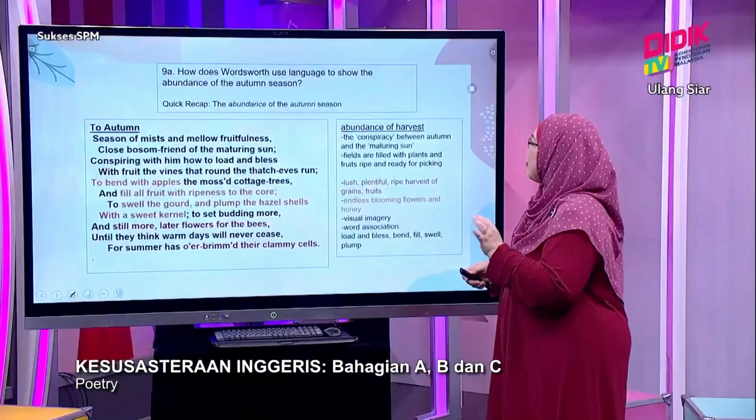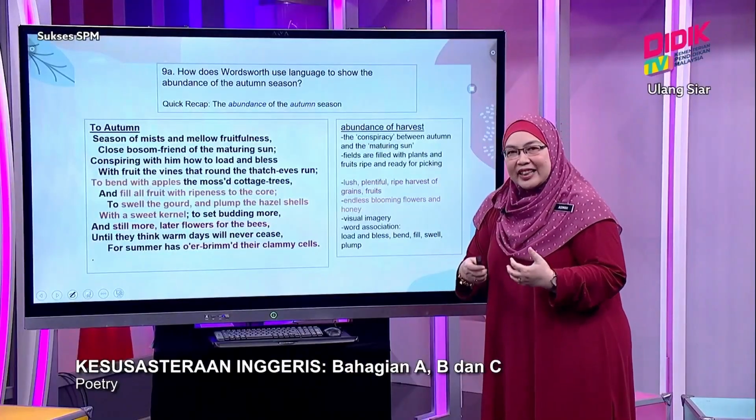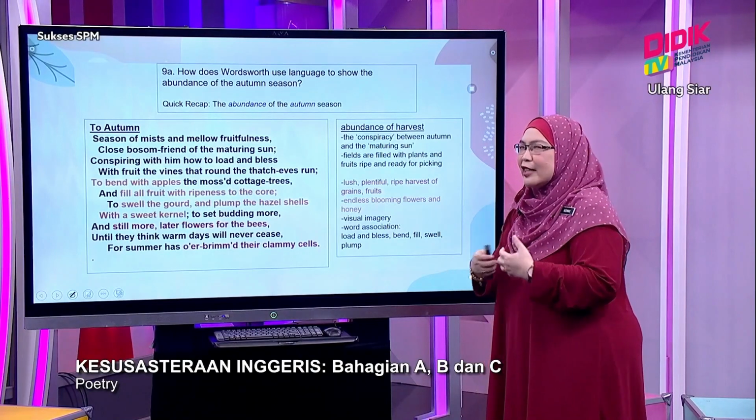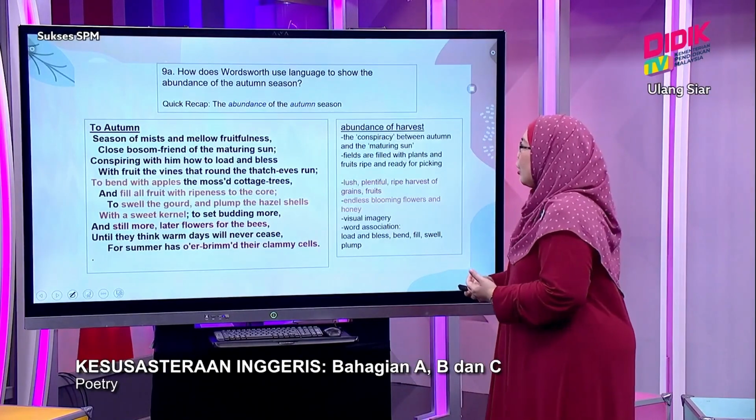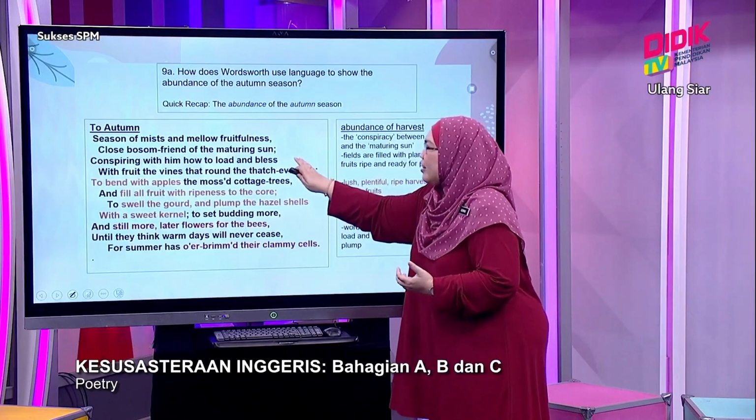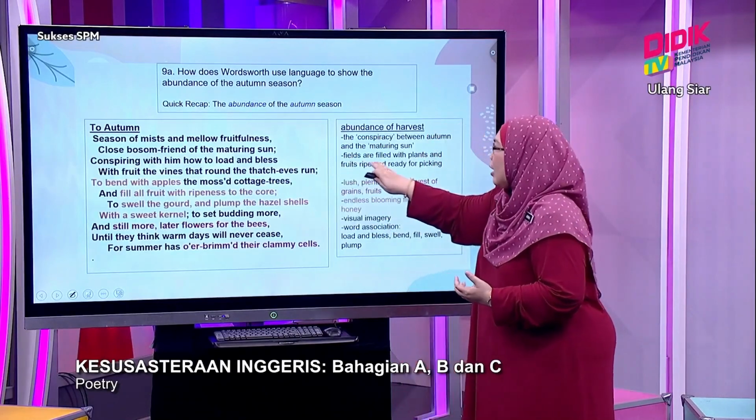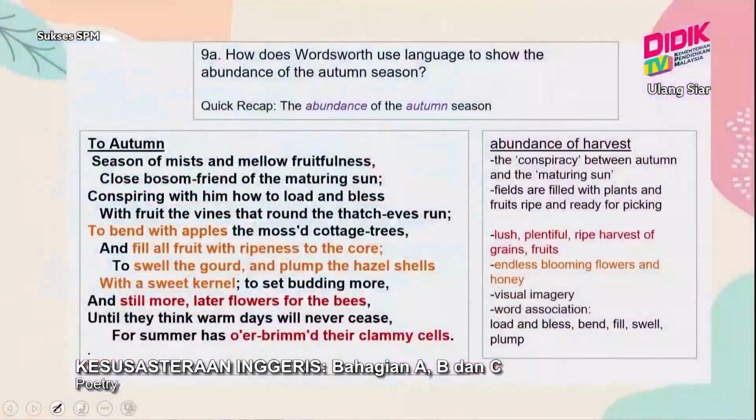So when you're looking at abundance of harvest, the fact that during the autumn season, everything is lush and in abundance, you're going to look at obviously these verbs. Your load and bless, your bend, your fill, your swell, your plump, your later flowers, and then your clammy cells. All these already strengthening your idea about the abundance of harvest as seen in the autumn season.